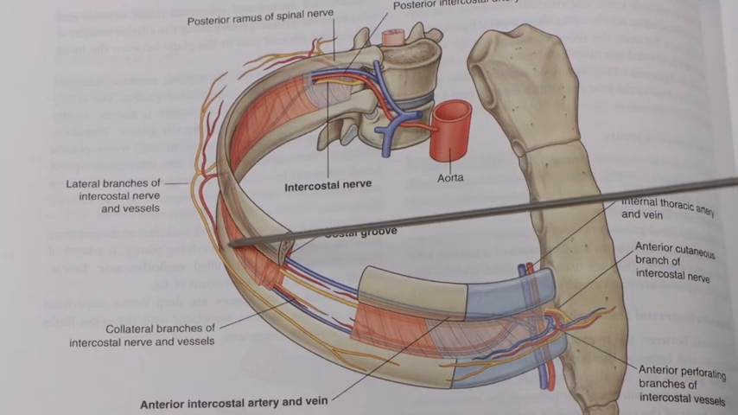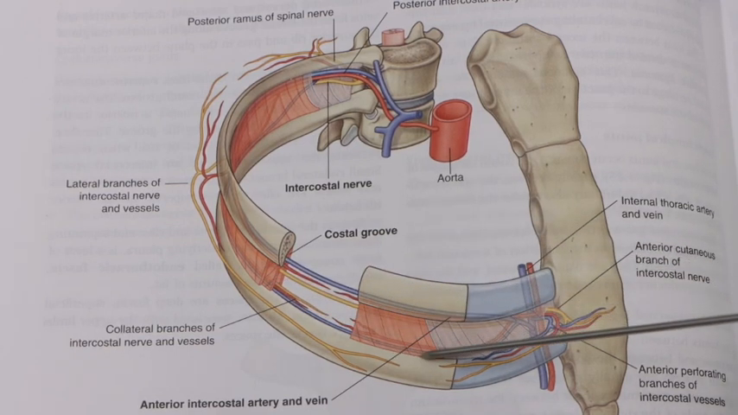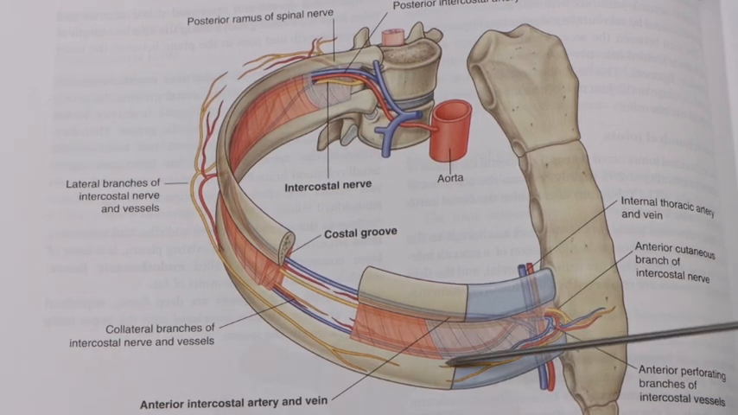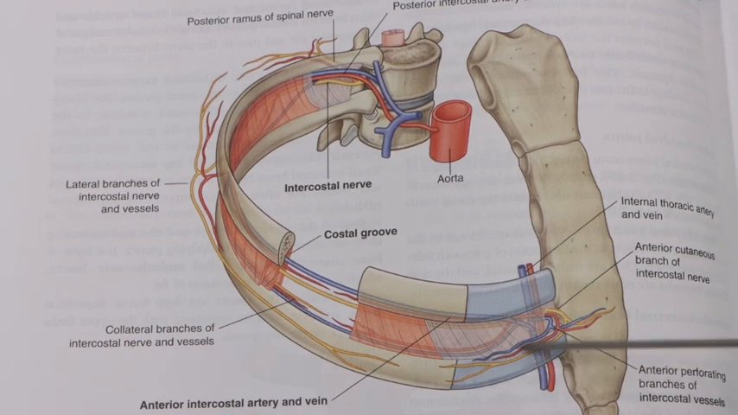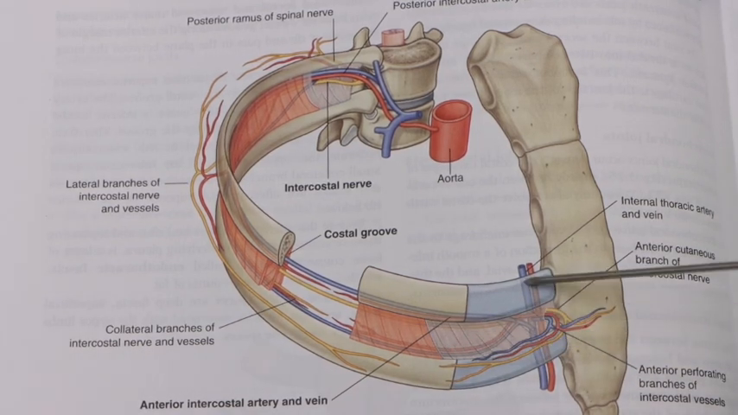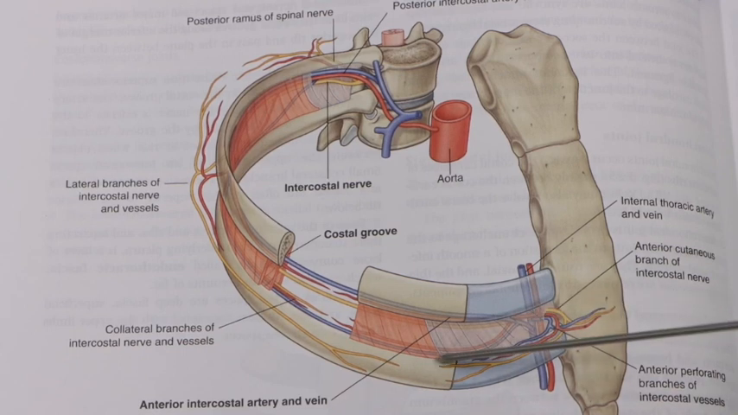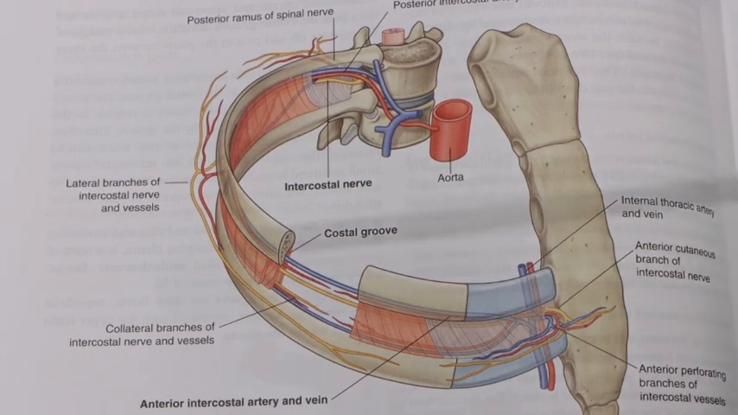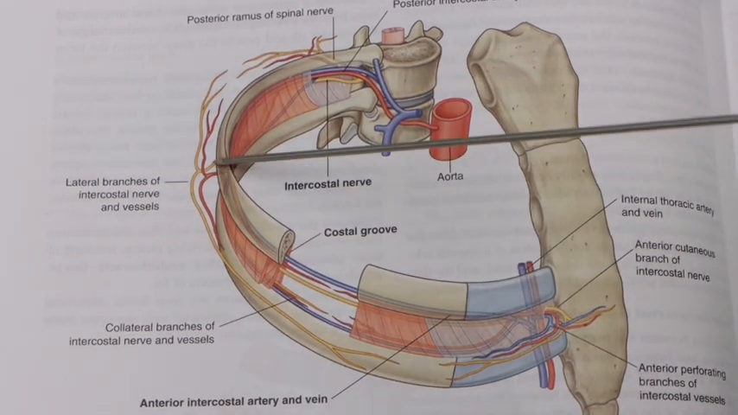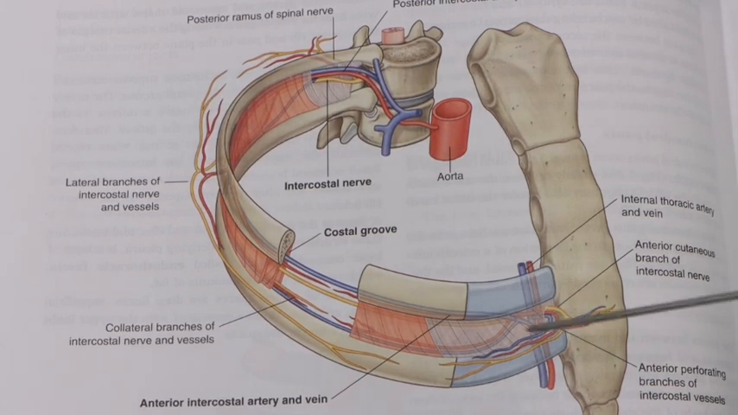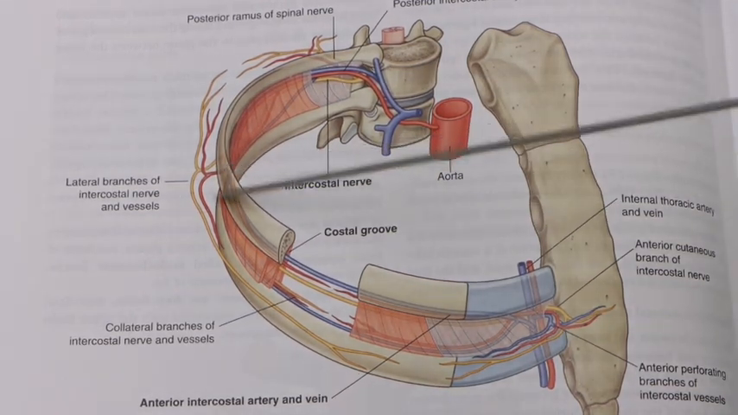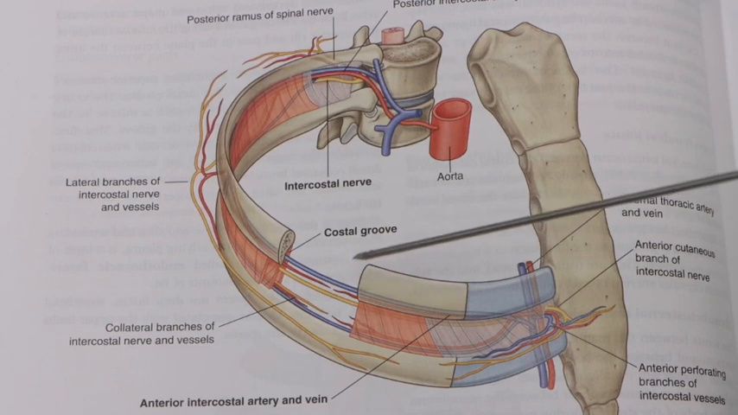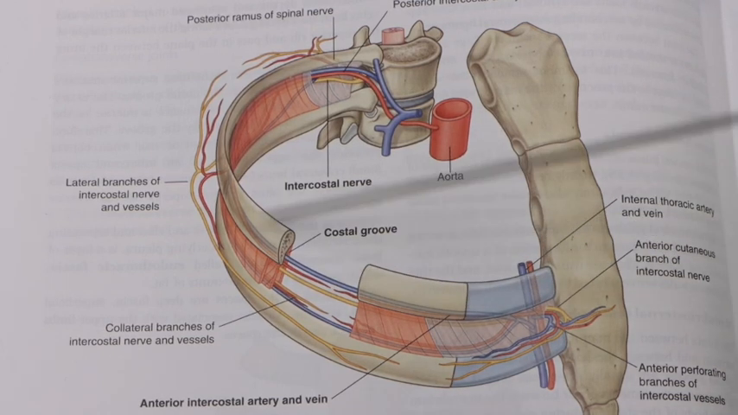And finally, this posterior intercostal artery, at the level of the costochondral junction, which means where the bony part of the rib is fusing with the cartilaginous part of the rib, anastomoses with the anterior intercostal artery, which is a branch of the internal thoracic artery. So this is for the supplying. These lateral branches supply the muscles and of course the skin of the lateral posterior and lateral anterior part of the thoracic region.